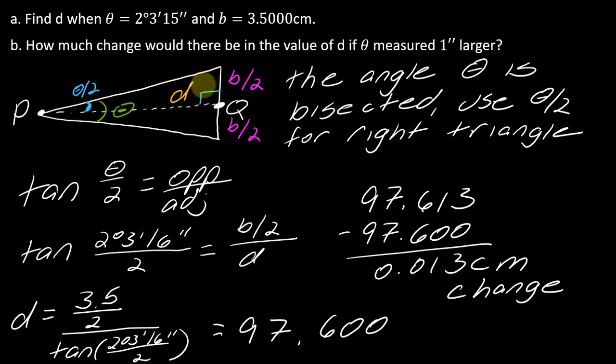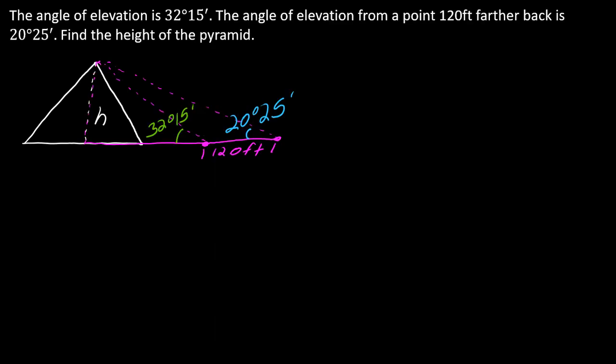So this is kind of the flow of these, but these can get kind of challenging, and I thought it would be good to do a more challenging problem. So I've got the angle of elevation is 32 degrees and 15 minutes to a pyramid. Sorry, I forgot to write the pyramid. And this is a pyramid right here. So this white figure is a pyramid.